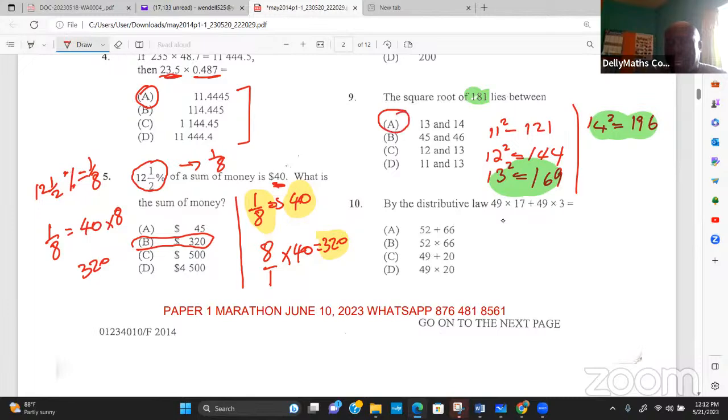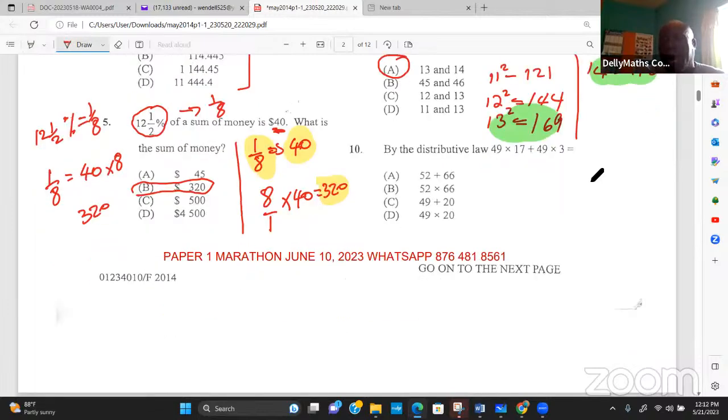Our answer is A. All right, there it is. Now, by the distributive law, 49 times 17 plus 49 times 3 is what, right? So you could look for yourself. What if you want to factorize out your 49? I'm just saying, take the 49 outside, open your bracket, 49 into all of this, you're going to get 17, plus 49 into all of that, you'll get 3.